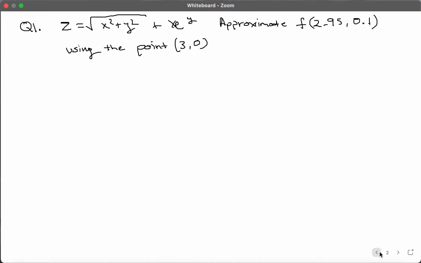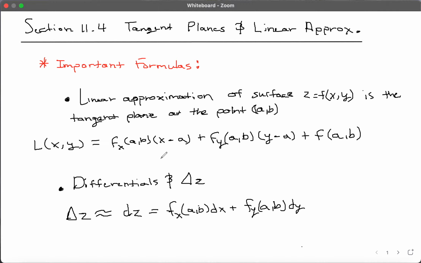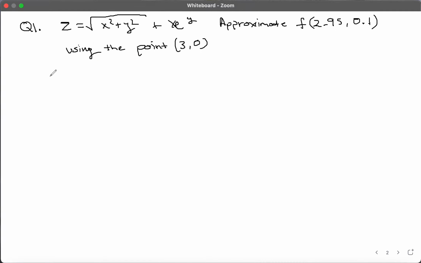Remember, what we're first going to do is really just look for the tangent plane, and then we can plug in our values to get a linear approximation. If we look at the formula, note that we have to find the partial derivative with respect to x, partial derivative with respect to y, and then just f of a comma b. So in this case, f of 3 comma 0. Let's start with that. Let's go ahead and plug that in.